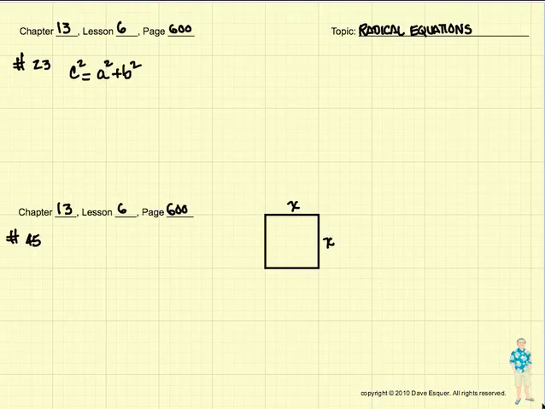Good morning. Chapter 13, Lesson 6 is on page 600. We have only one lesson more to go after this Lesson 6, and the book will be entirely finished. Congratulations.